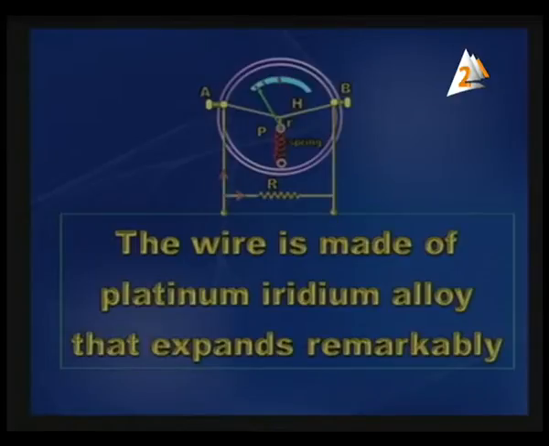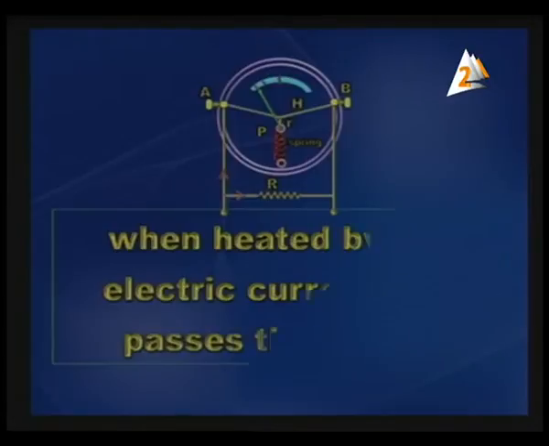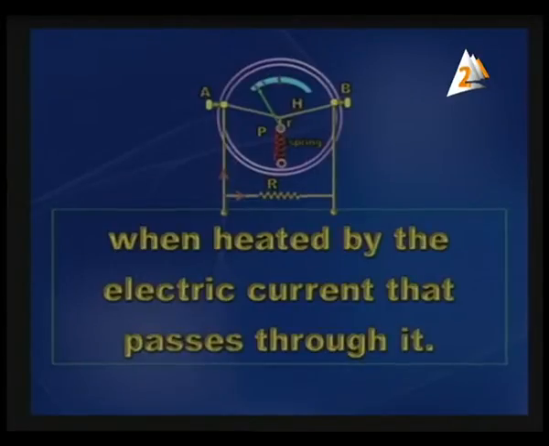And the wire is made of platinum iridium alloy that expands remarkably when heated by the electric current that passes through it. It means the device is based on the thermal effect of the current. That's why it can measure DC and the effective value of an AC.